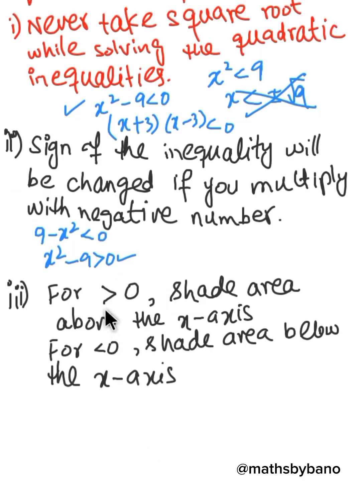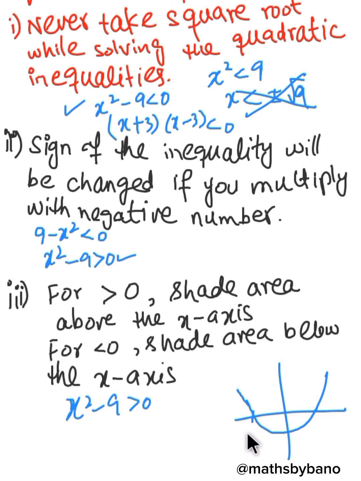Okay, lastly, for the greater than 0, we will shade the region which is above the x-axis, and for less than 0, we will shade the region which is below the x-axis. So this means that if we have x square minus 9 greater than 0, then this would be the graph. This question we have solved. Minus 3 and 3, greater than 0 means this region above the x-axis, so we will write the final answers for the above shaded region. And if we have x square minus 9 less than 0, then we will shade the region which is below the x-axis, and we will write the final answer accordingly.